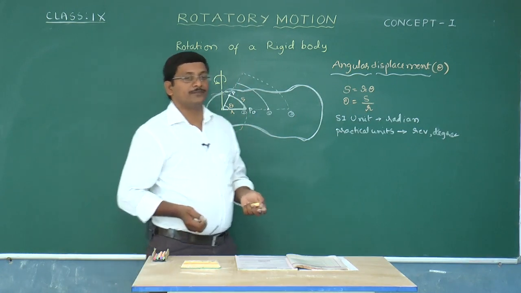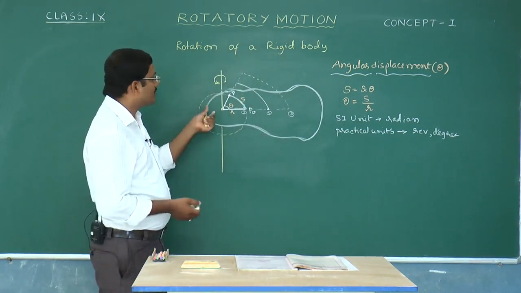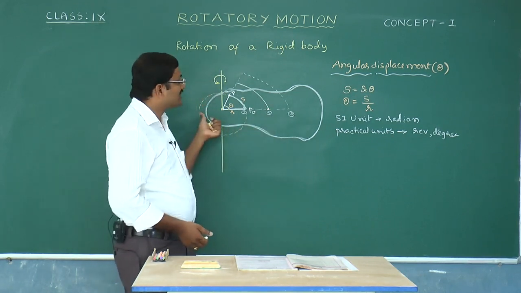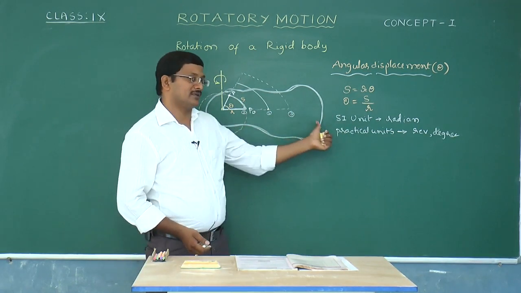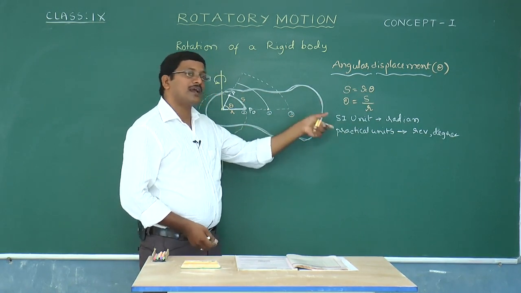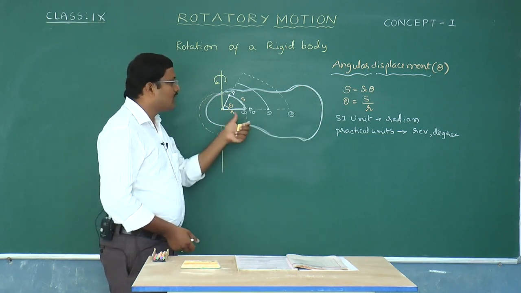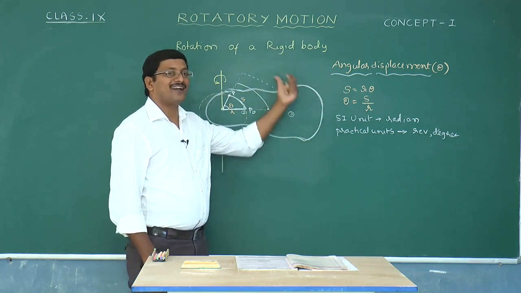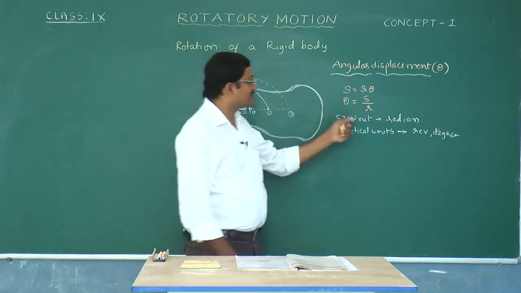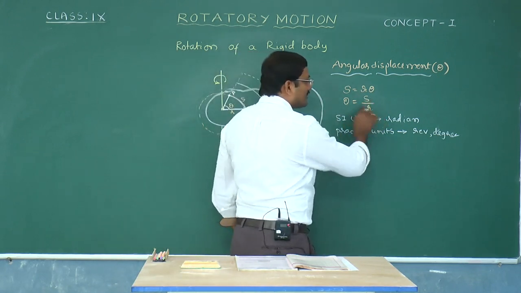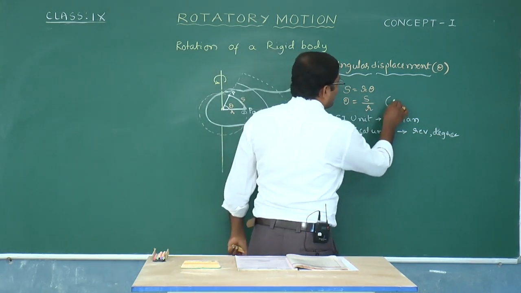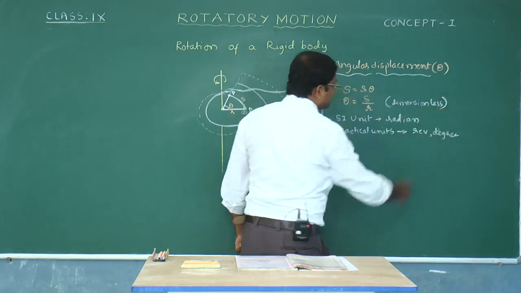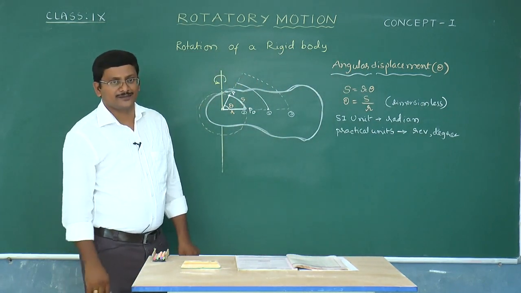If it is not a rigid body, if it is a non-rigid body, what will happen? If it is a non-rigid body, the particles which are away from the axis will have more angular displacement than the particles which are close to the axis of rotation. Means the more the distance, the more the angular displacement. So, here it is clear that S is measured in meters and R is also measured in meters, that is why it is dimensionless. So, angular displacement is a dimensionless physical quantity.